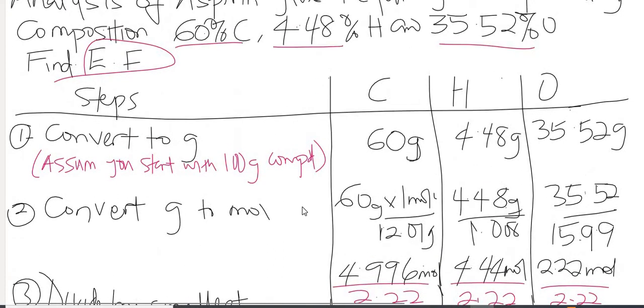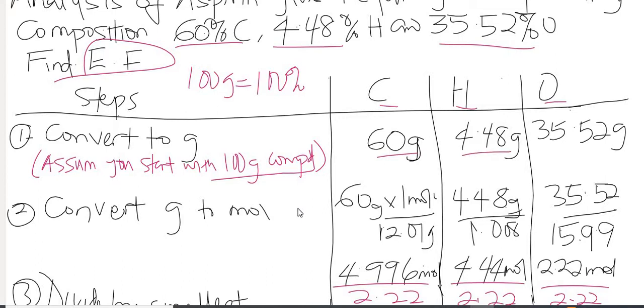We have the composition, which is carbon, hydrogen, and oxygen. We are given the percent composition for these elements. The first thing we need to do is convert the percent to grams, assuming 100 grams equals 100%. So we assume that we're starting with 100 grams of the compound. So 60% of carbon becomes 60 grams, 4.48% of hydrogen becomes 4.48 grams, and 35.52 grams of oxygen respectively.